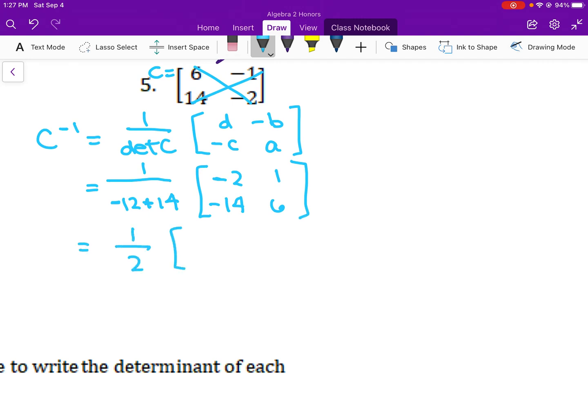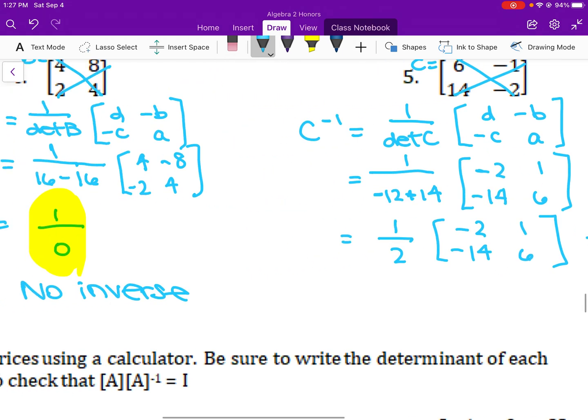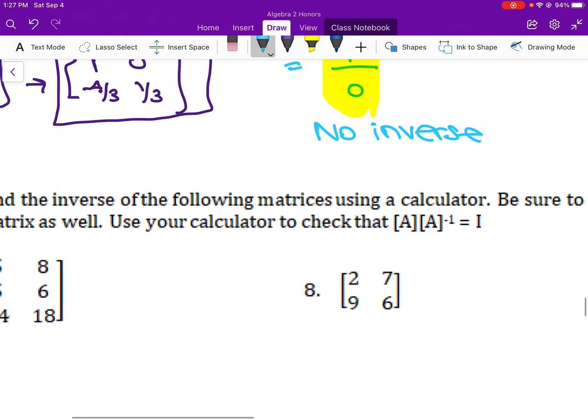This simplifies to 1/2 times negative 2, negative 14, 1, and 6. And so if I distribute this in, I have negative 1, negative 7, 1/2, and 3. So that would be my inverse. And again, that's to say that if I multiply the matrix with its inverse, I would get the identity matrix.